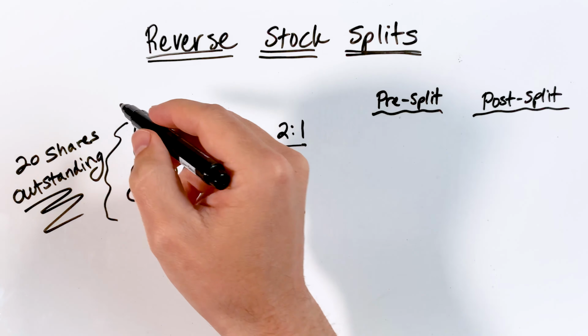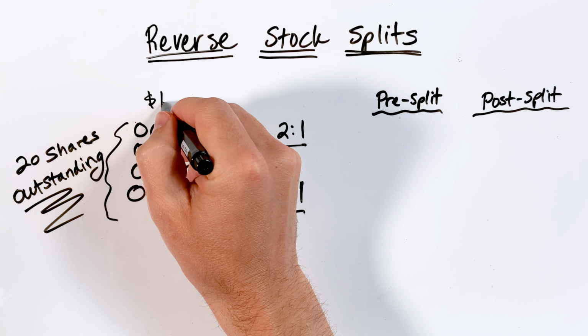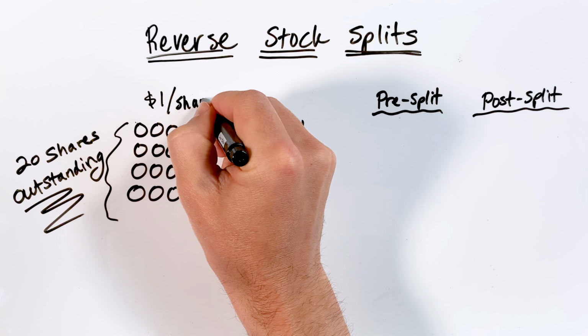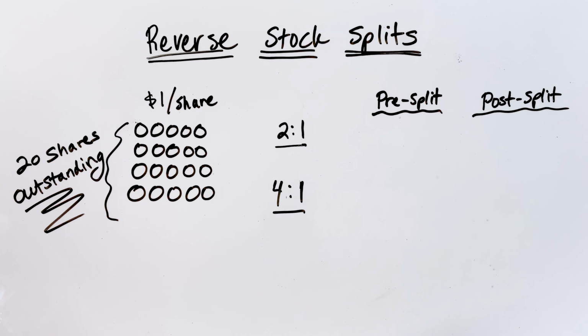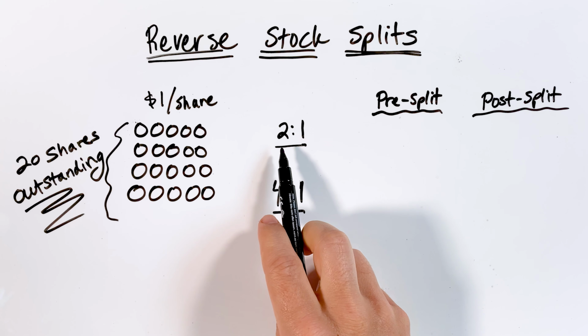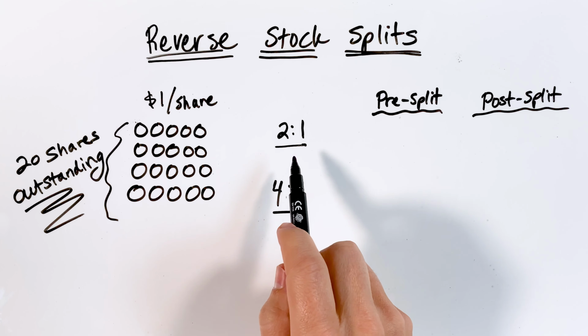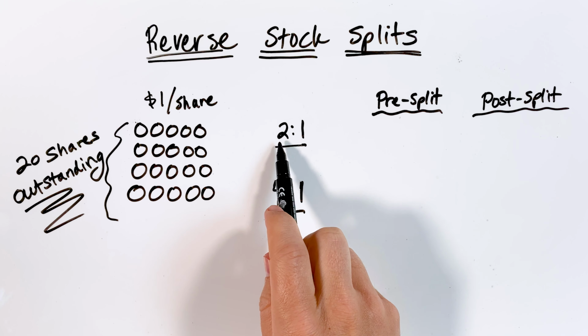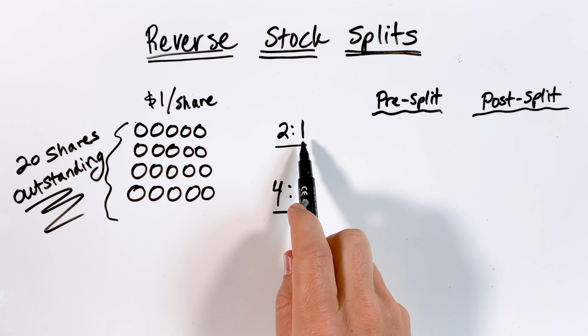So let's assume for the sake of argument that the per share price of a stock you own right now is $1 per share, which keeps the math really simple and easy. You own 20 shares, so your total investment in this company is $20. Now the company or ETF announces that it's going to go through a reverse stock split, where every 2 shares that you have now will be turned into 1 share in the future.